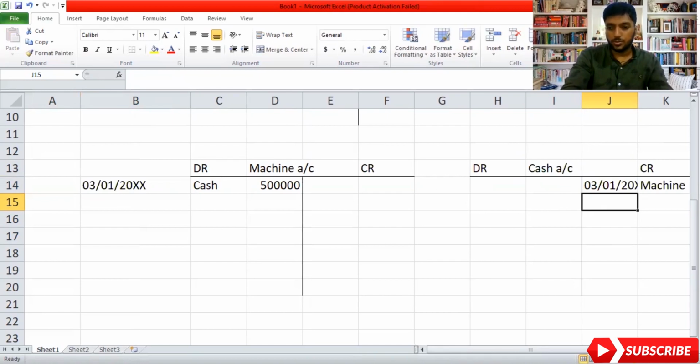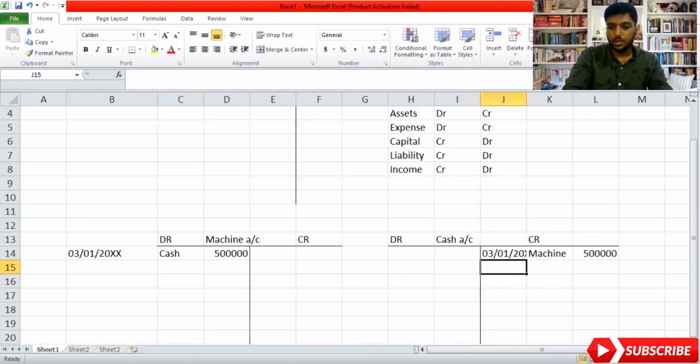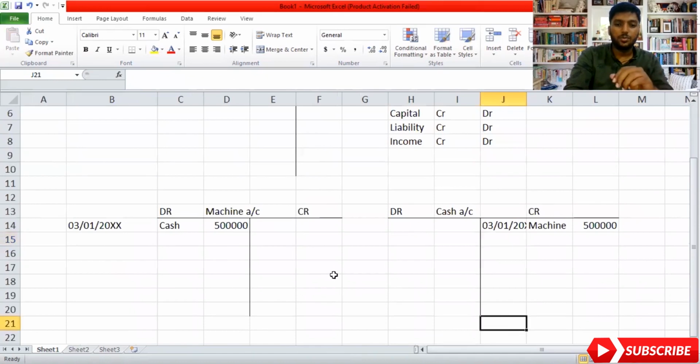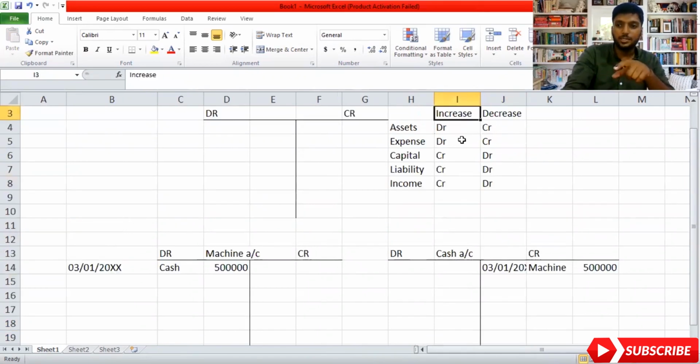I'll zoom a bit lower. Now, what you need to understand is the account. If you see here, this is a purchase of a machine. So the machine is increasing, and when the machine is increasing, it's an asset. That's the reason when an asset increases, it's a debit. So I have written it here. You can see this table: asset increases, debit. Cash is also an asset; it's a current asset. Machine is a non-current asset.